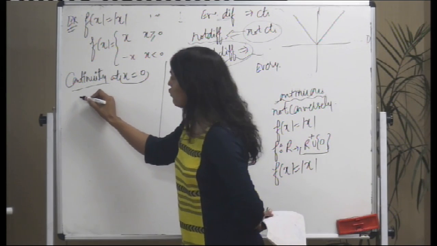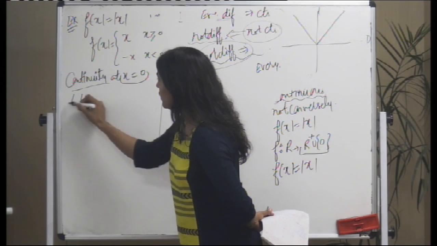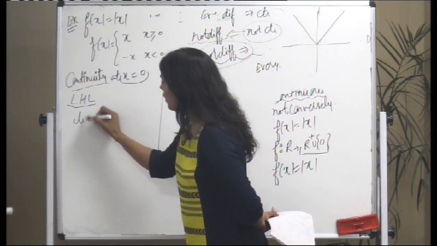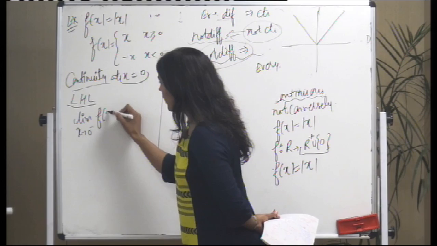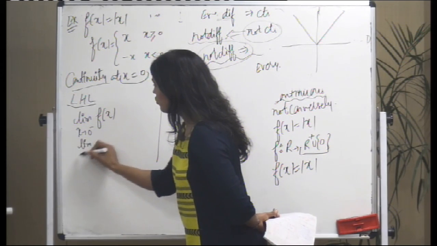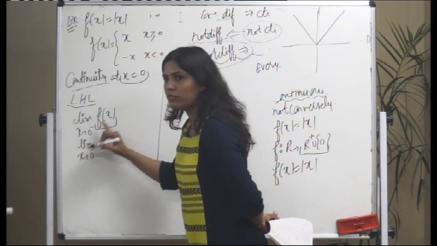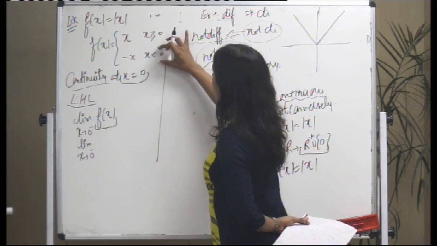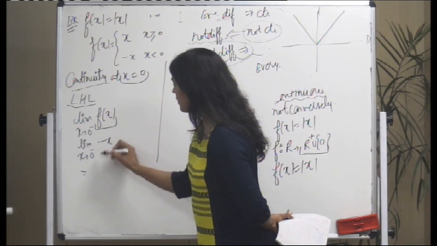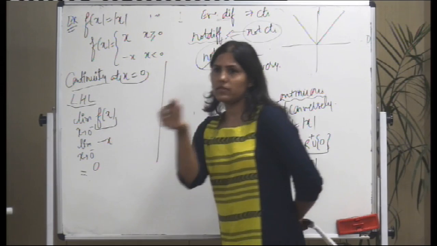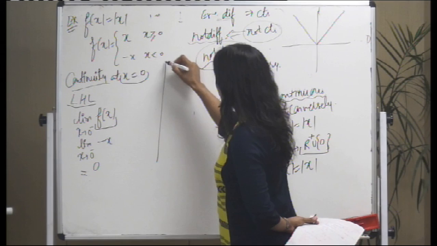How do we check? The first thing is left hand limit. This is the left hand limit. So how do we find the left hand limit? Limit x tending to 0 minus of f(x). Now you check at these points how the function is defined. At these points the function value is minus x. Now 0 minus means it is near to 0, so exactly we put 0.